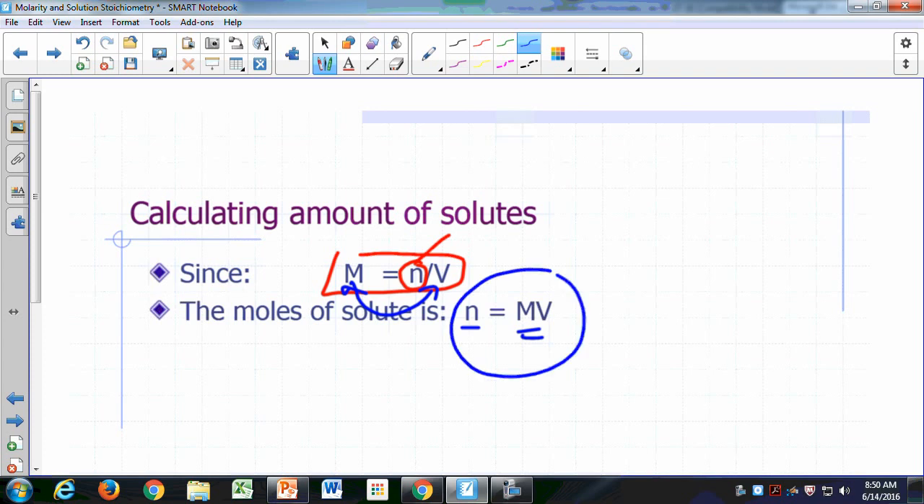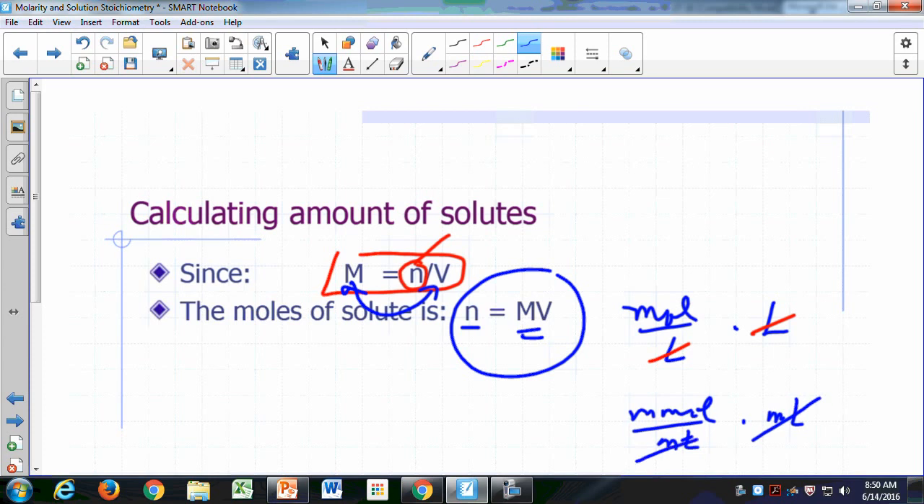So this is the key for us to be able to count solute particles that are present in solution. You just multiply the molarity by the volume of the solution. If your molarity is moles per liter, you multiply by the volume in liters, and that gives you moles of solute. If you imagine your molarity as millimoles per milliliter, you multiply that by the volume in milliliters, and that will give you the millimoles of solute present in your solution.